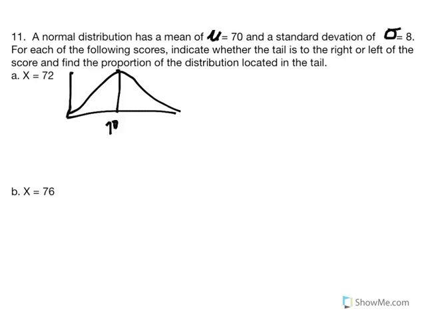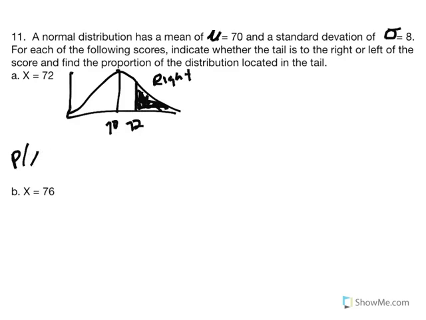A score of 72 would be to the right of the distribution, and therefore, the tail would also be to the right. So again, the tail is on the right side of the distribution. Next, what we want to find out, what is the proportion of scores above 72? So we could write that probability statement as follows. So the probability of obtaining a score that's greater, again, given the representation of the tail, greater than a score of 72.